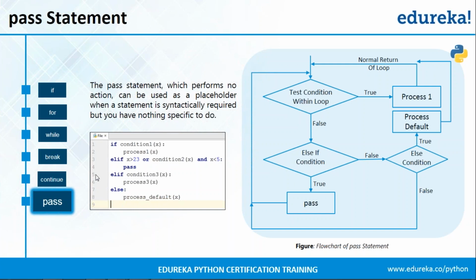If you can see in this example over here, there are 3 conditions mentioned. If this condition is true, it will execute process 1. If this condition is true, I don't want to do anything, so I have just mentioned pass here. And if this condition is true, it will execute process 3, or else the default one. So the pass can be helpful when you don't want to execute the default statement. That's when you can use pass and it will do nothing.